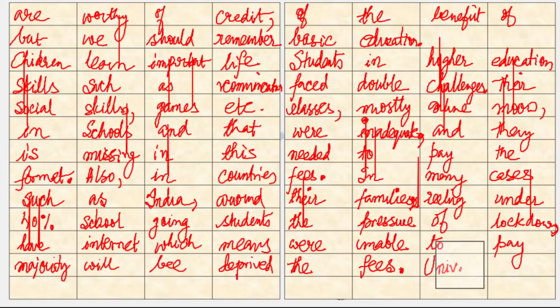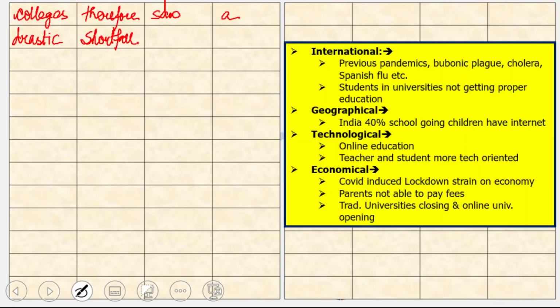Universities, you would write the full spelling. I am just writing UNIV. And let's move on to the next slide. Colleges, what happened? Therefore saw a drastic, means too much, shortfall of revenue. See, I do not need to go back again to my point, because once I am writing in order, I know that would come. But anyways, you can have the point in front of you that universities had a drastic shortfall of revenue.